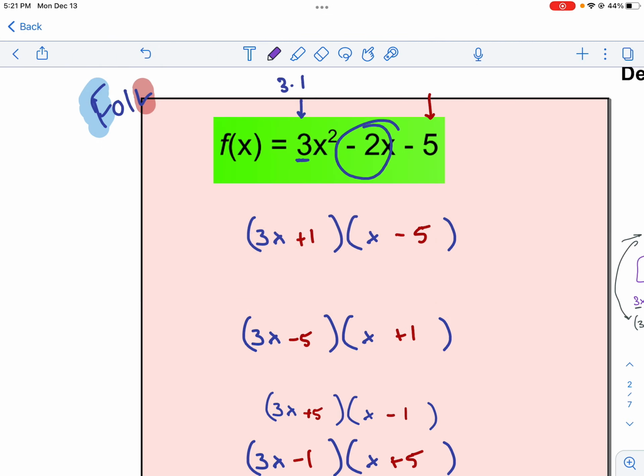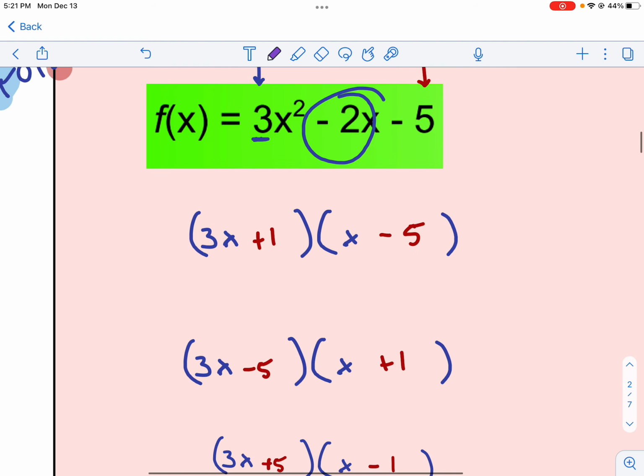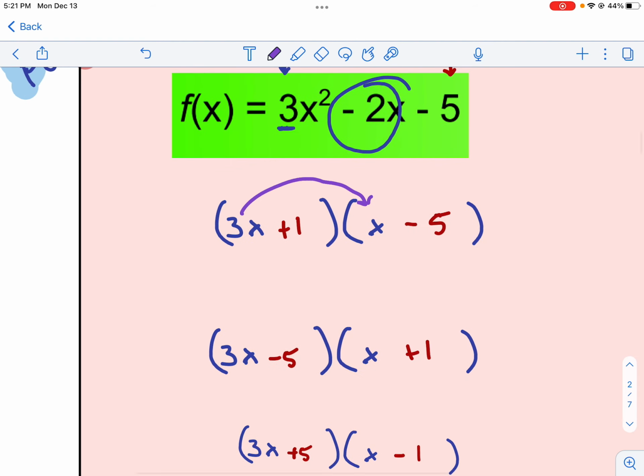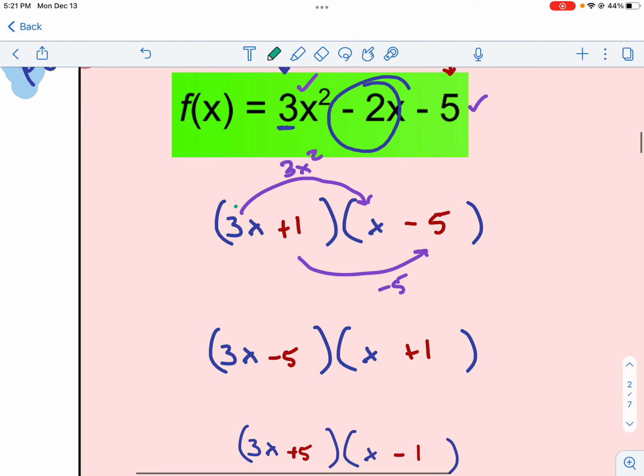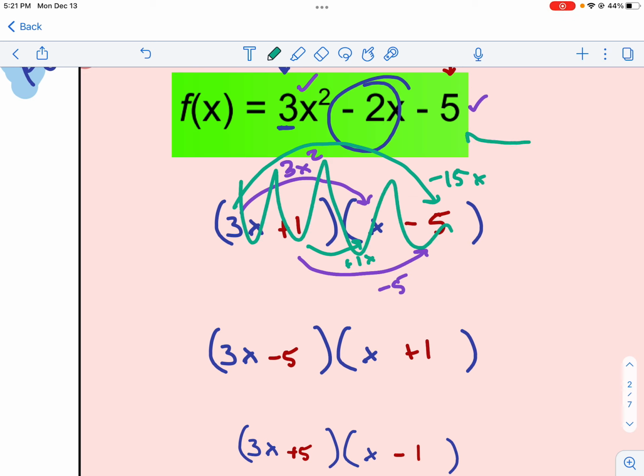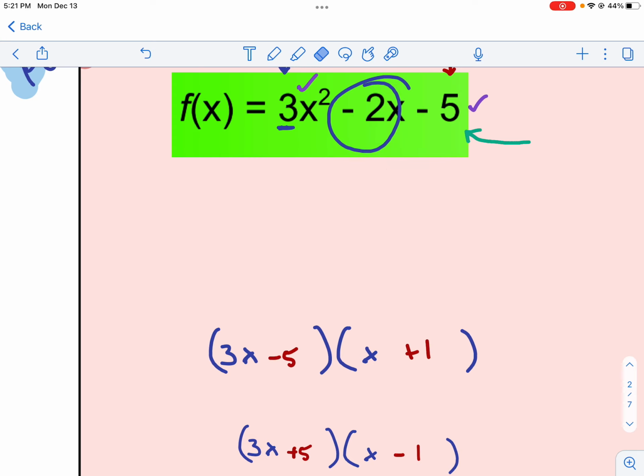If I set my equation up like this, I have my 3x squared, that's a check mark. I've got my -5, that's a check mark. And now my inside terms: this one would give me -15x if I really did FOIL, and that one would give me +1x. That's not going to cut it. That's not the same as my original equation. So we can get rid of this one. This one's not going to work.